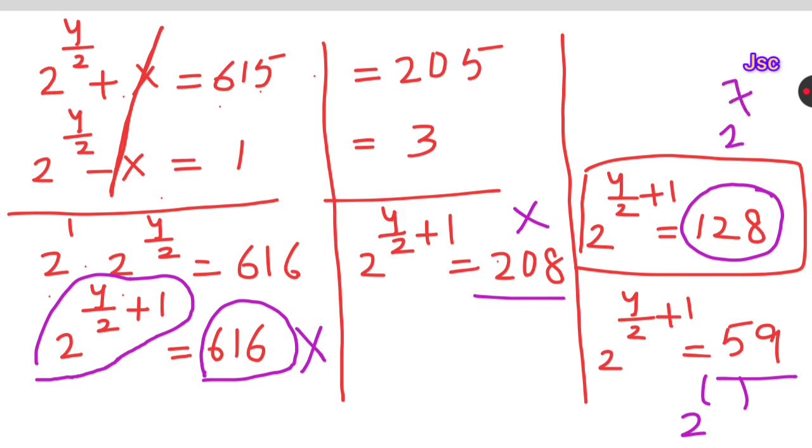So that's why I am considering only this third factor. Remaining 3 factors I am going to reject here. I am not taking them. So I am taking only 2 raised to the power of y over 2 plus 1, that is equal to 128, that is 2 raised to the power of 7.